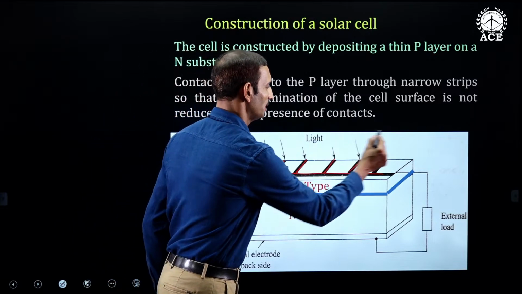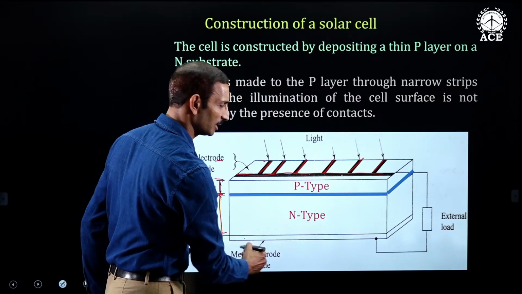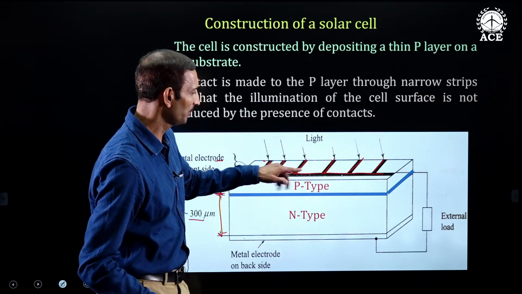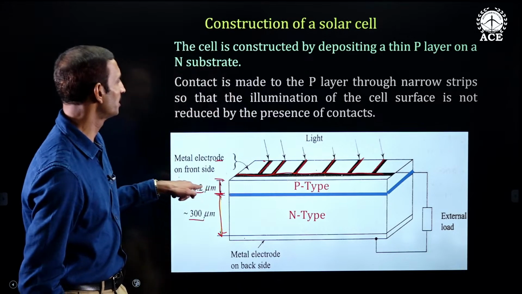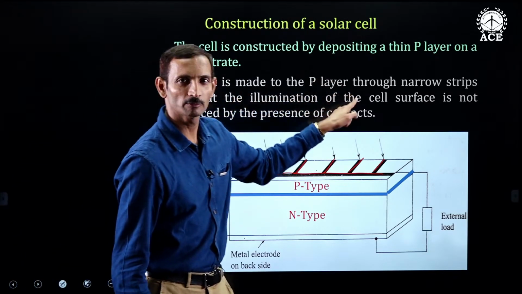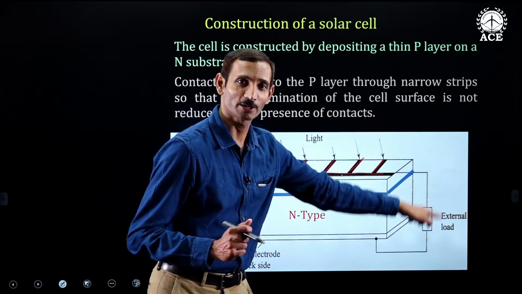You can connect between these two. This is a substrate anyway, and that metallic strip would be there at the bottom. On the N side there is no problem. On the P side, these strips will be there. So that's what I'm mentioning here. Contact is made to the P layer. Contact of what? The external circuit, right?